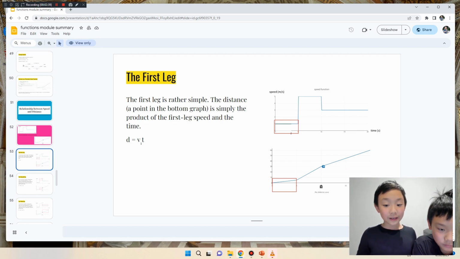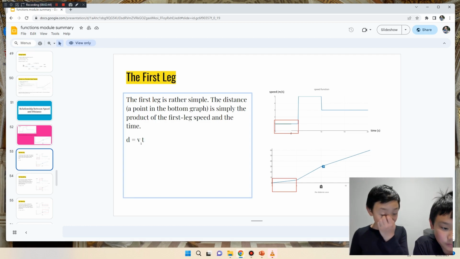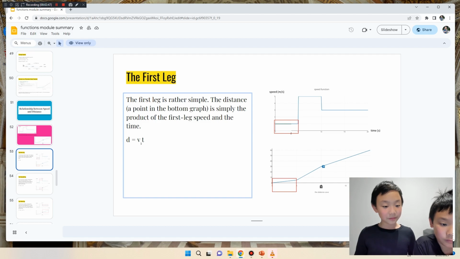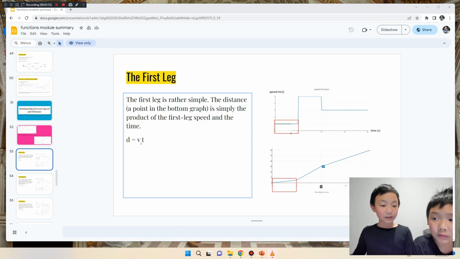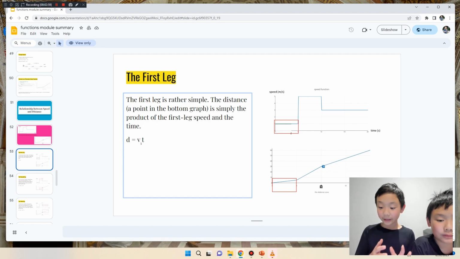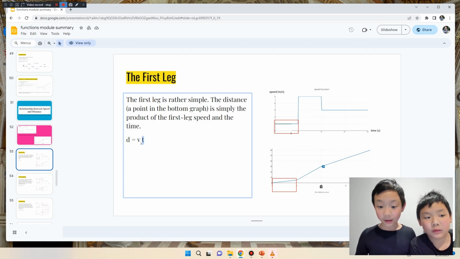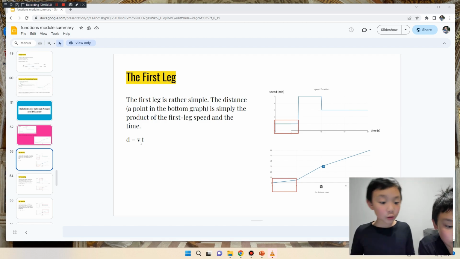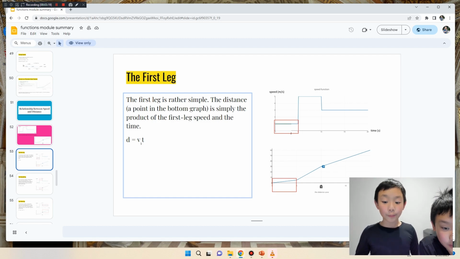But now we're going to teach you how to get the distance of each leg. The first leg is basically just the normal thing: d equal to V1 times t. V1 is just a name, it's just the speed. That's the distance and that's the time. To get it, you multiply the speed by the time. So this equation is basically multiplying V1 and t to give you a point on this graph.